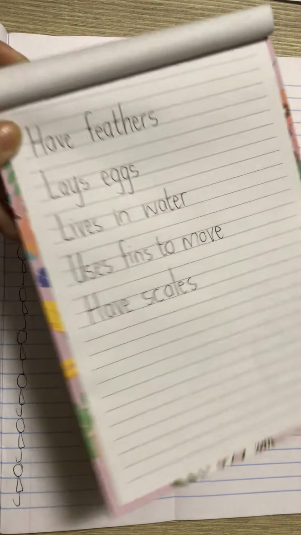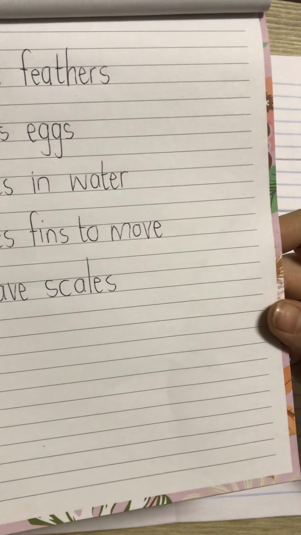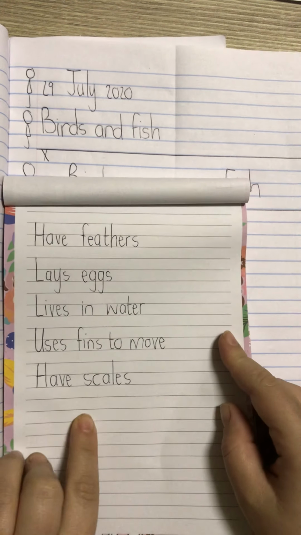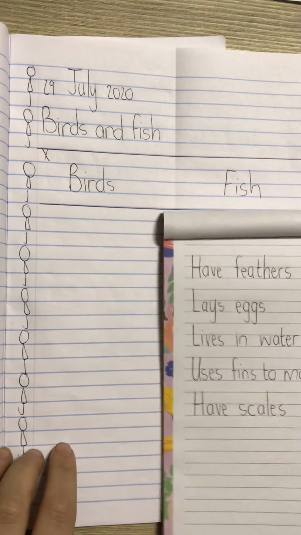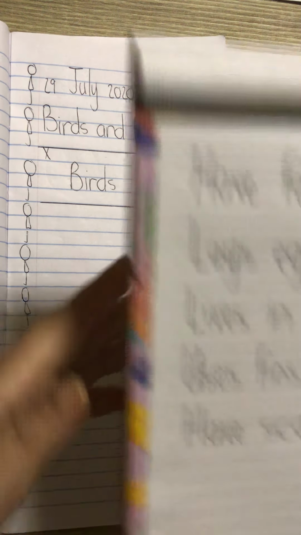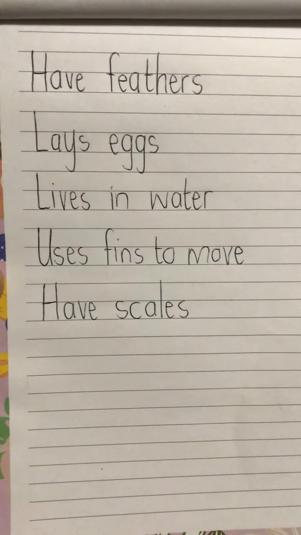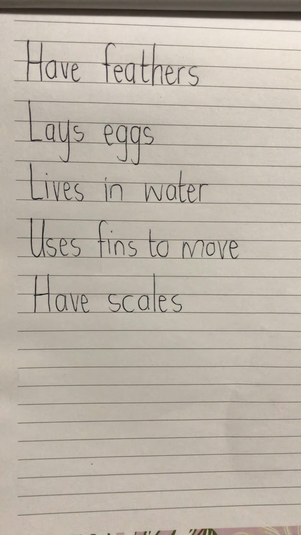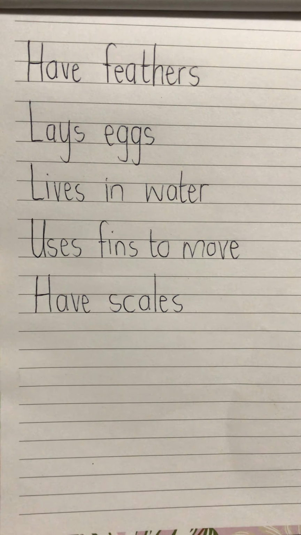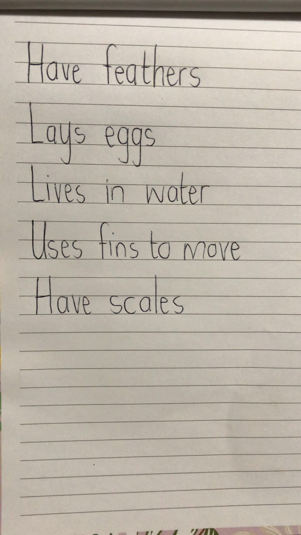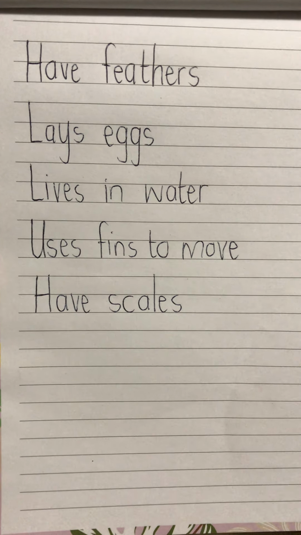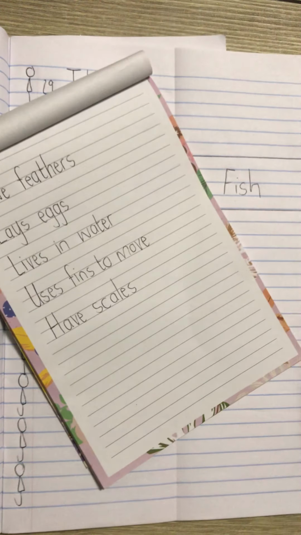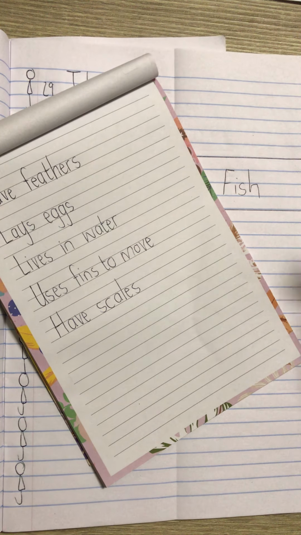Have scales. If birds have scales, write it under birds. If fish have scales, write it under fish. Good. Next one.